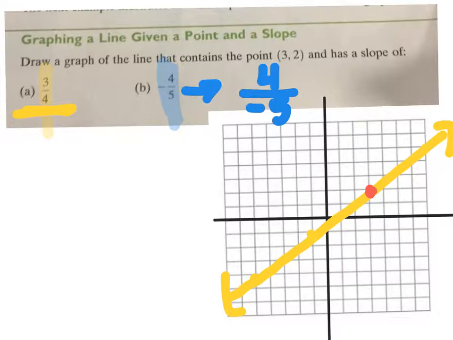So when we do that, from this point, I'm going to rise 4. I'm going to go left 5. And I get the point right there. Okay, and like we said, the other point, you could go back to that red point, go down 4, right 5. It puts you somewhere right here. Okay, just off the graph. But then as I draw my line, oh, let's try that again. It'll be something like that.